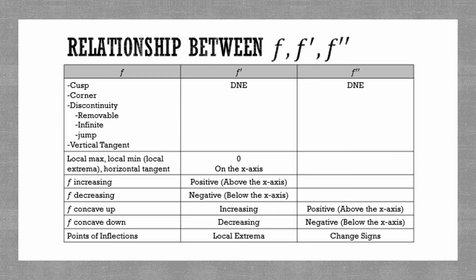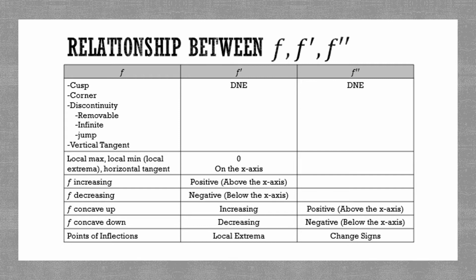You need to cut this out and glue this into your Keeper or write it very neatly. This is very, very important. You have to memorize these relationships and be able to use them. So the first column, you're looking at what's happening in the original function f.